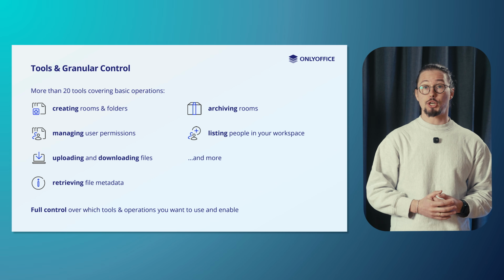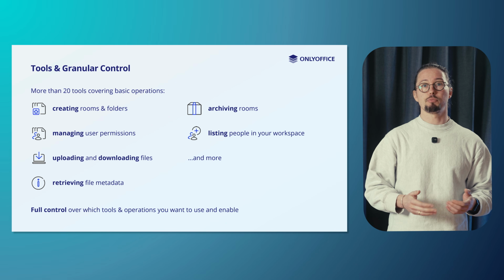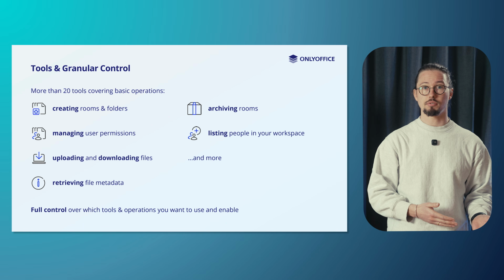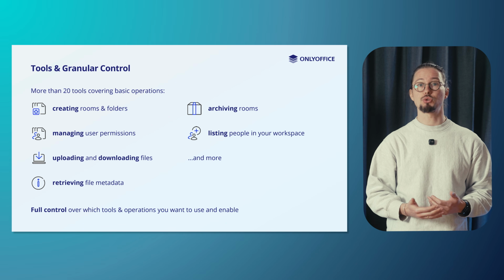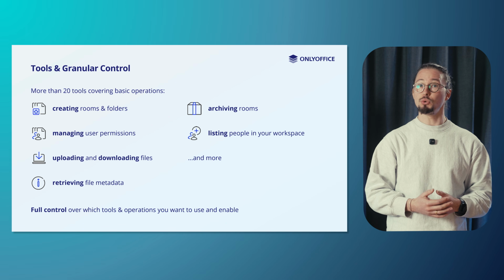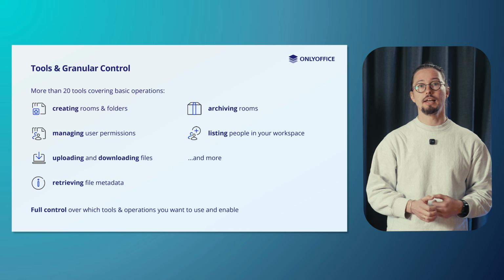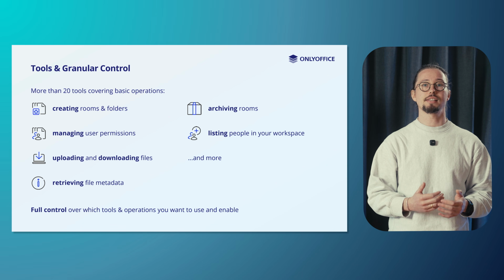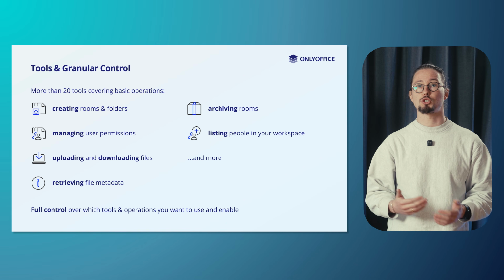So what can the server actually do? It ships with more than 20 tools covering the operations you'd expect. Creating rooms and folders, uploading and downloading files, retrieving file metadata, managing user permissions, archiving rooms, listing people in your workspace, and more. Think of each tool as a single action the AI agent is allowed to perform on your behalf.